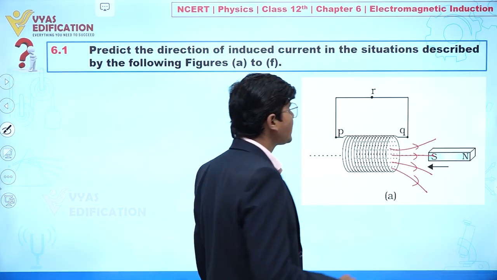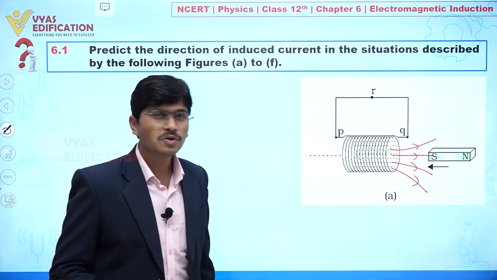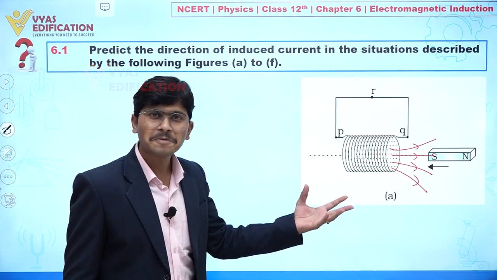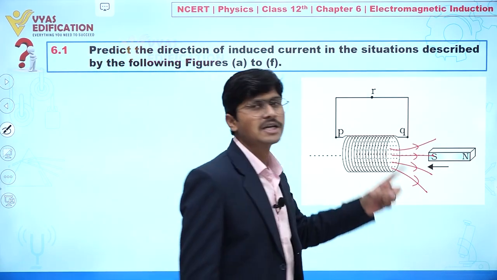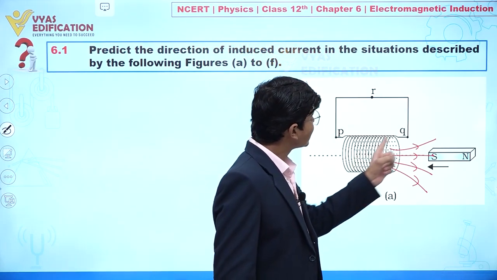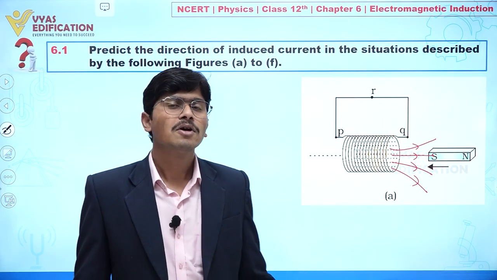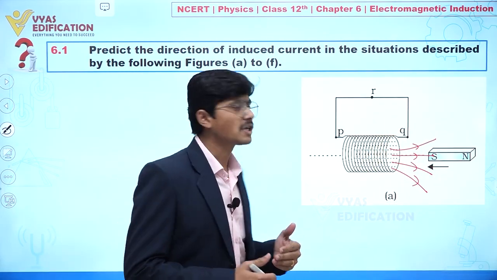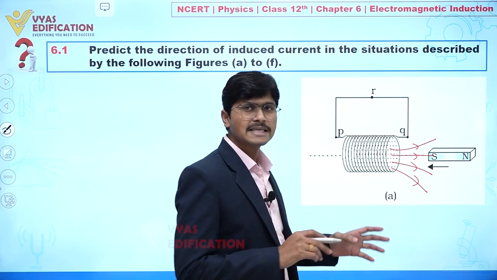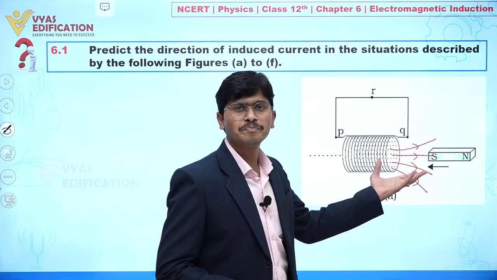It means definitely an induced EMF will be generated, because the magnetic field lines are changing, which means magnetic flux is changing. And because this circuit is closed, induced current will also be developed. But what will be the direction of induced current? The direction of induced current is such that it will try to decrease these magnetic field lines, or this magnetic flux.